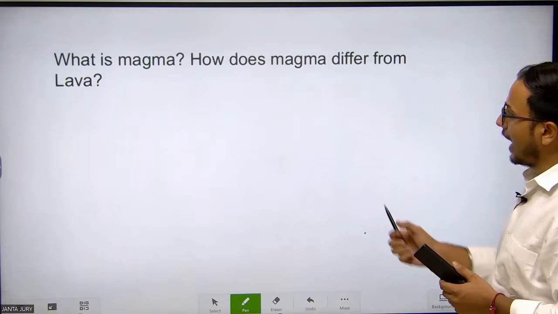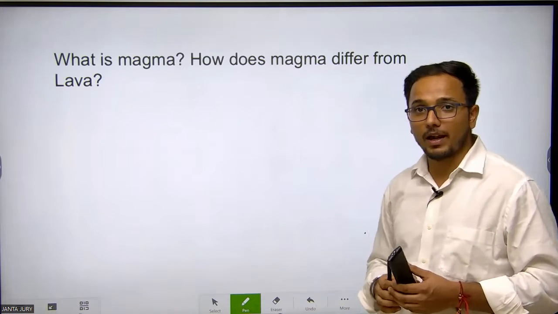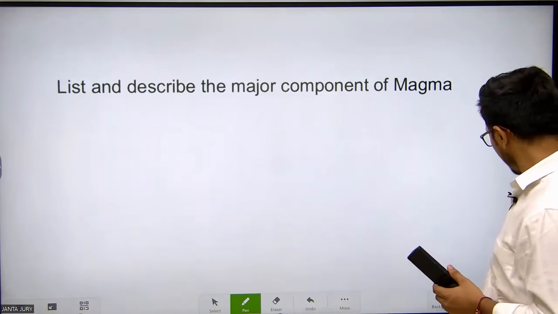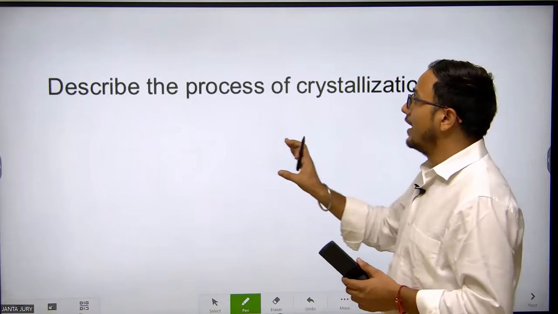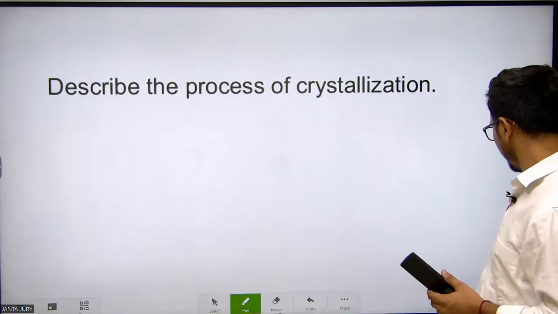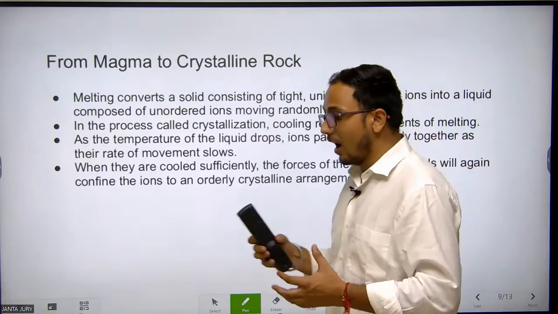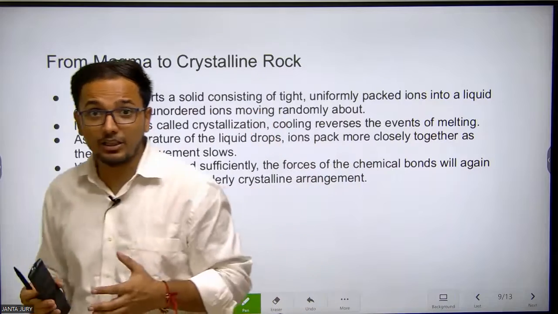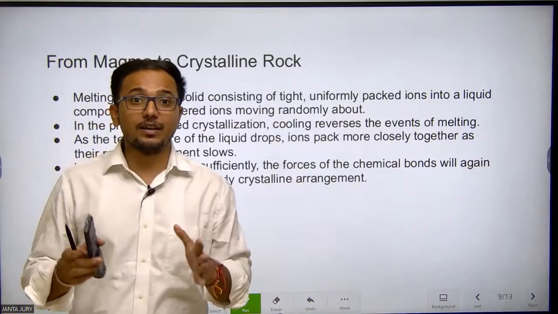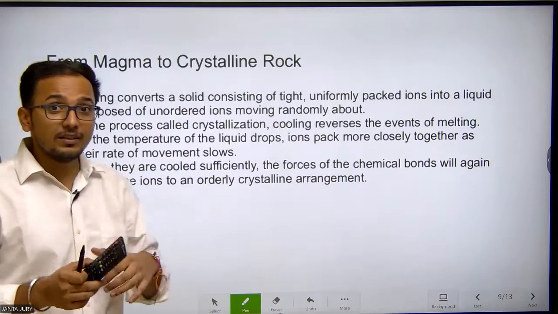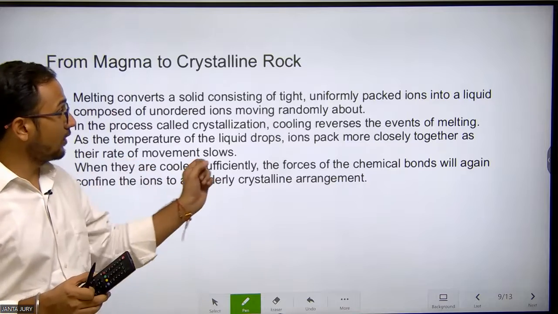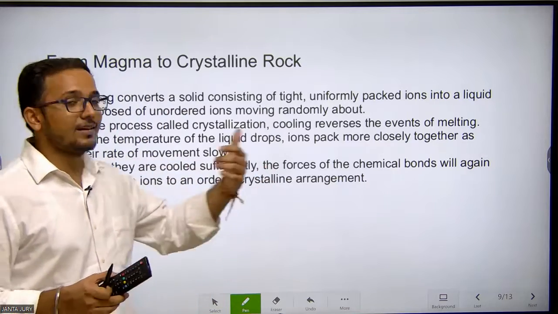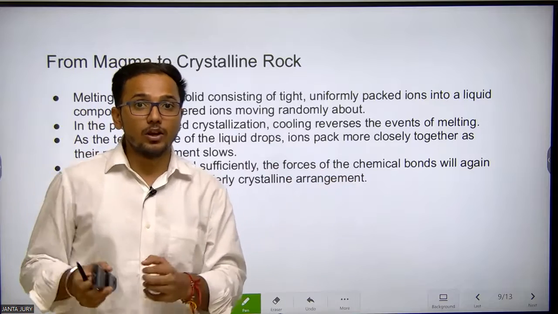We have also covered what magma is and how magma is different from lava, and the major components of magma. But in this session, we will cover the process of crystallization. To better understand how magma converts into crystalline rock, we have to understand the process through reverse engineering, like how a solid rock melts.